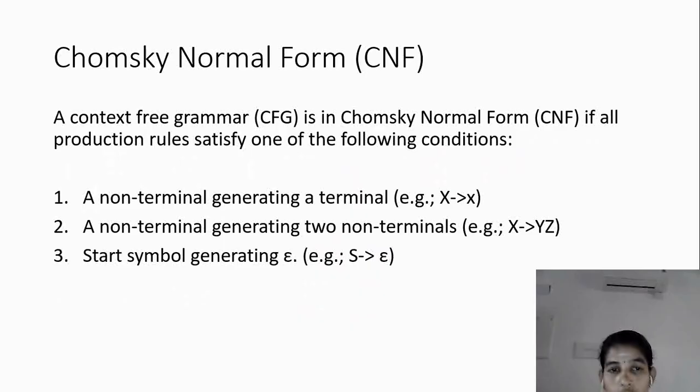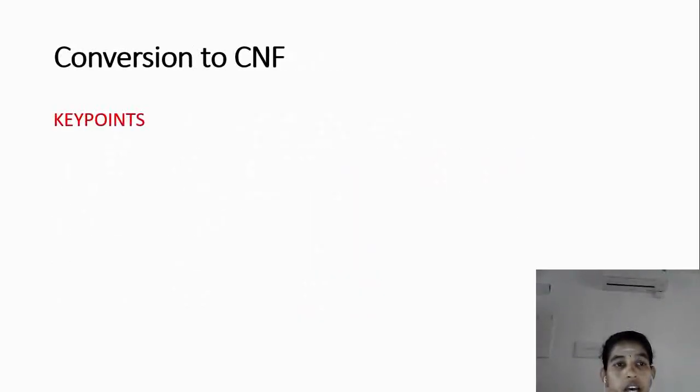So each non-terminal can generate one terminal or two non-terminal symbols. At the same time, epsilon production rules are not allowed, but you can apply them only for the starting symbol S. Shall we go to one example? Before going to an example sum, I will just recall three or four key points on how to convert a normal context-free grammar into CNF format.